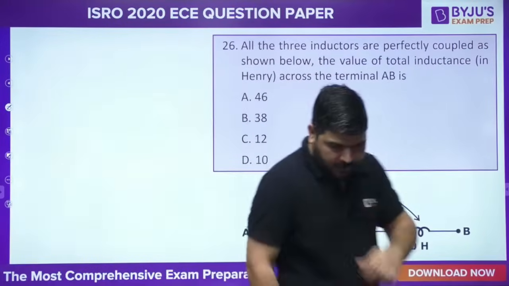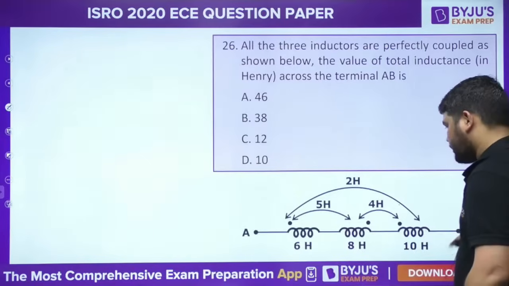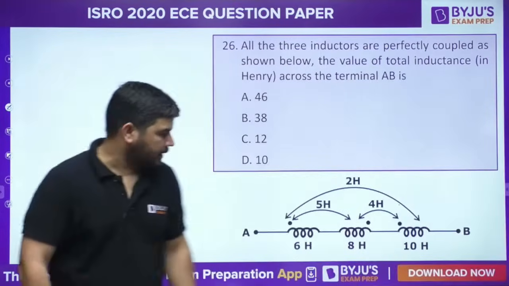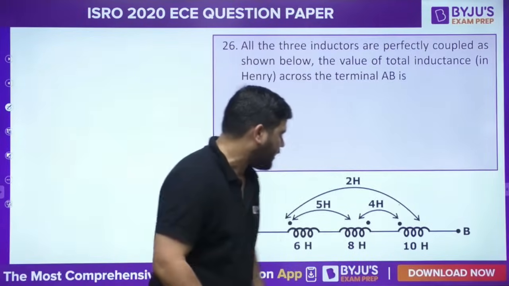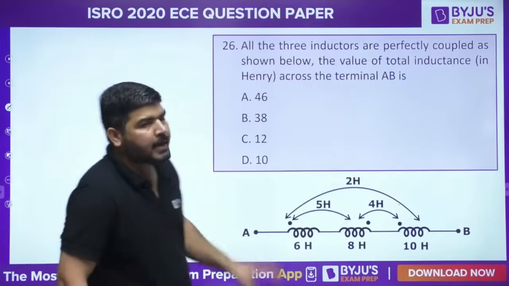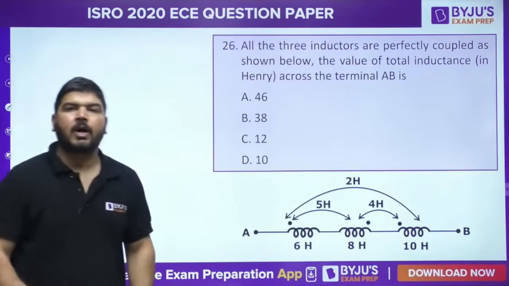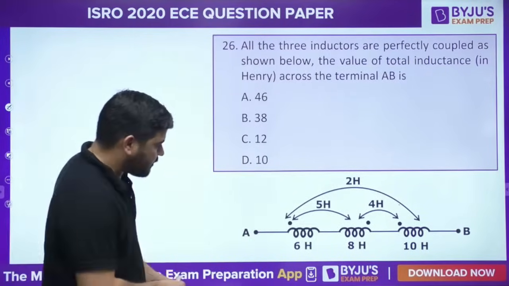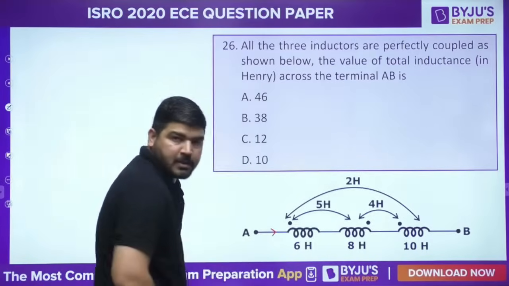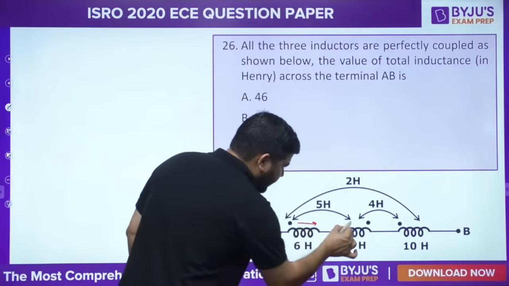Now in this question you can see that we have a coupled circuit, and we need to calculate the equivalent inductance between A and B. So again, it's very simple. What you can do is, we know that, let's draw the current first. I'm showing the current.